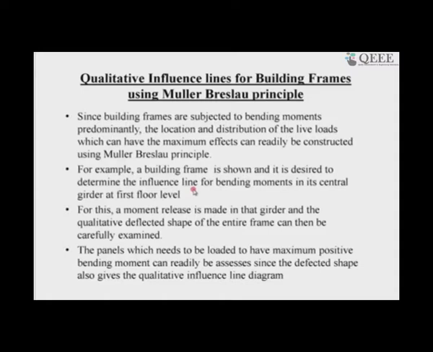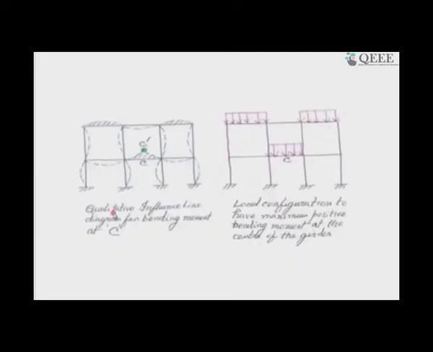So, those are to be determined very easily. So, the panels which need to be loaded to have maximum positive bending moment can readily be assessed, since the deflected shape also gives the qualitative influence line diagram. Yes, come to this point, let us examine.